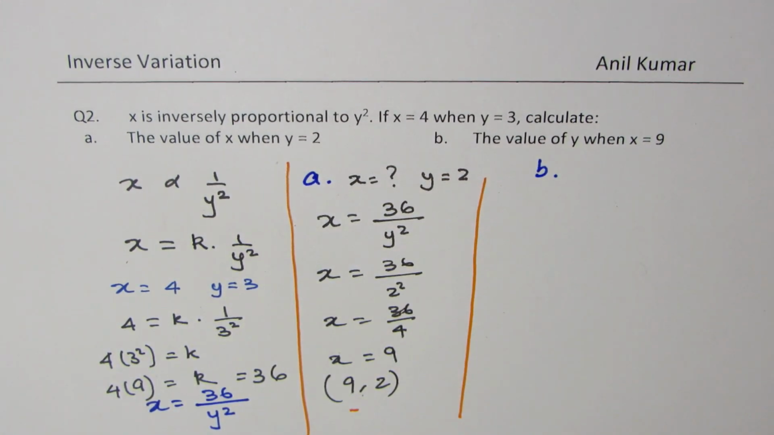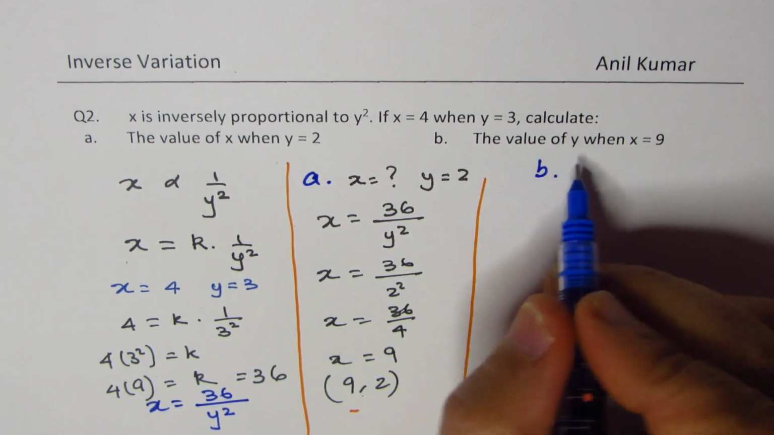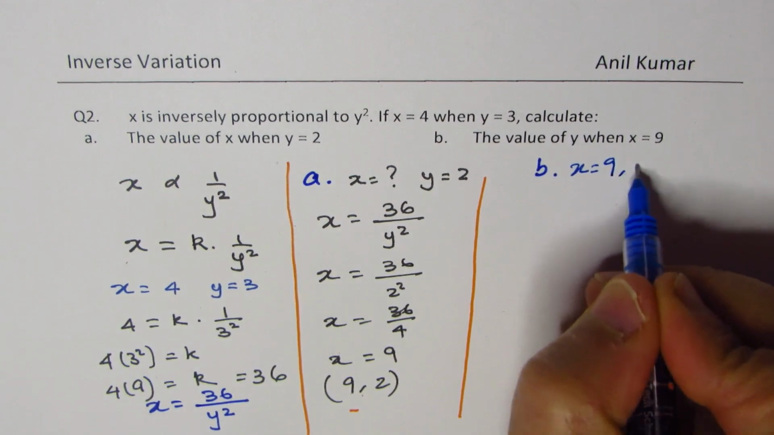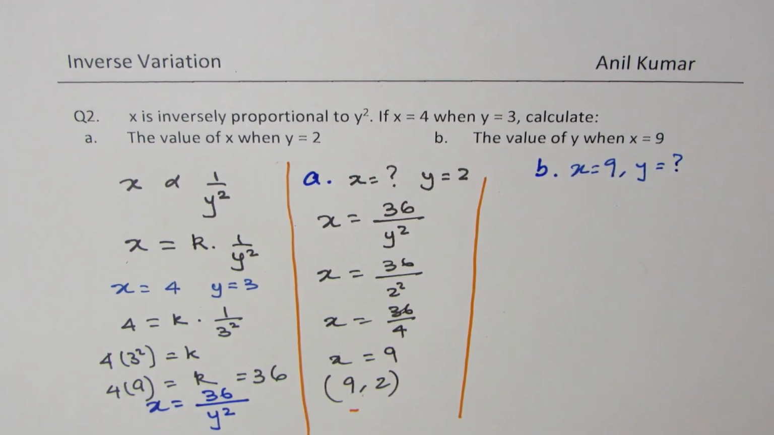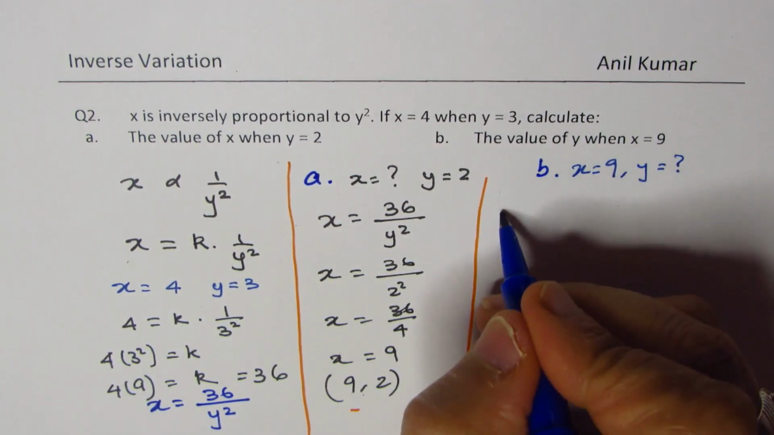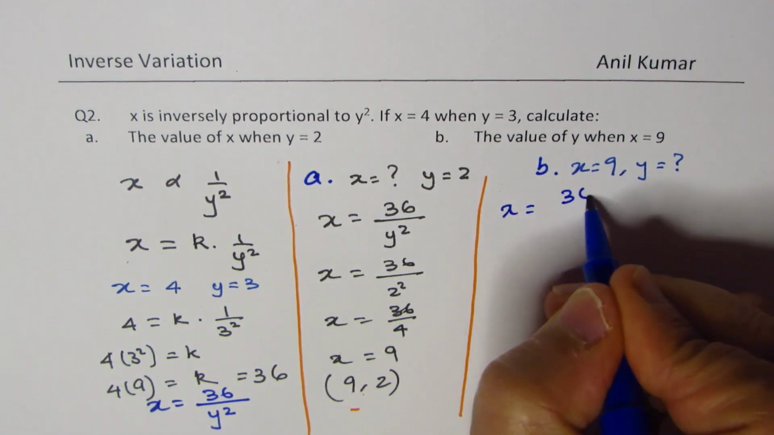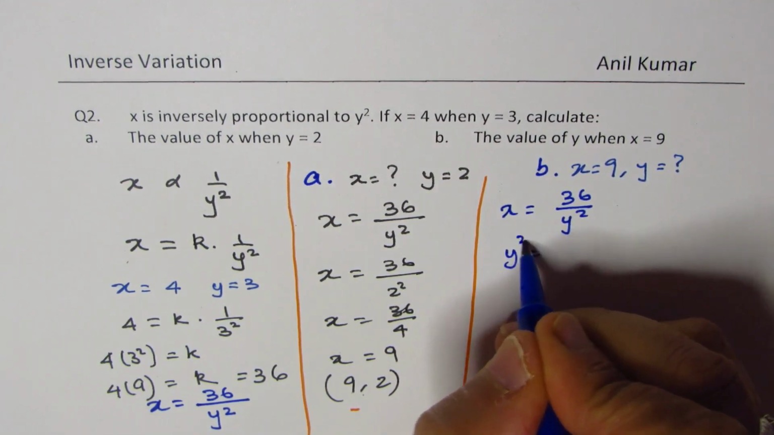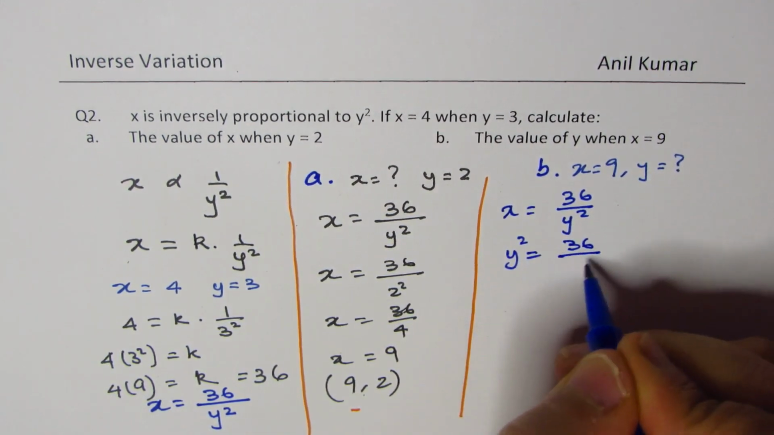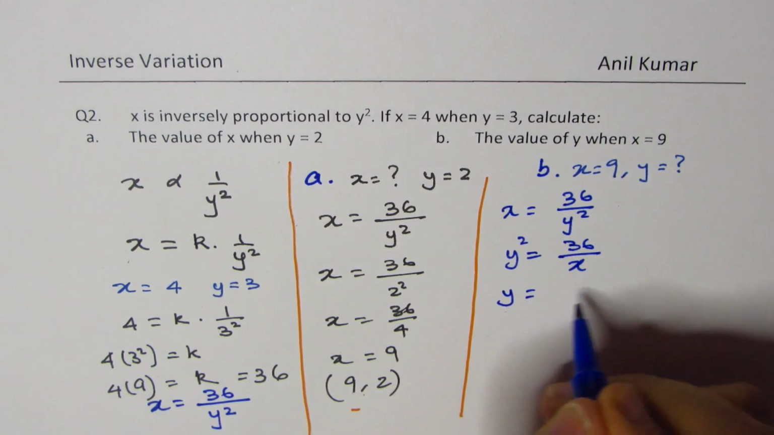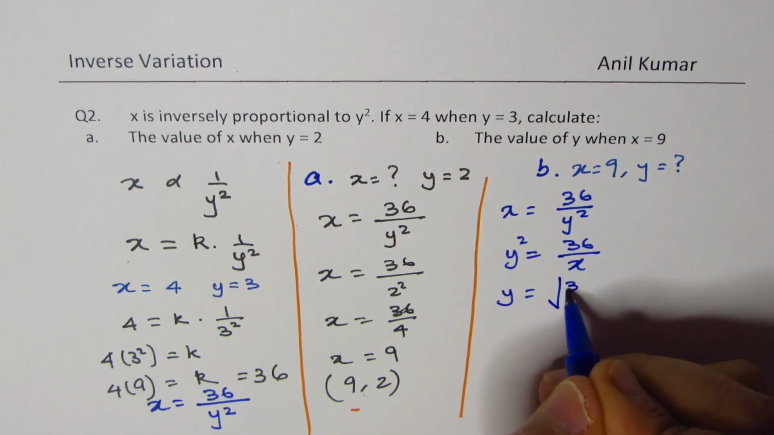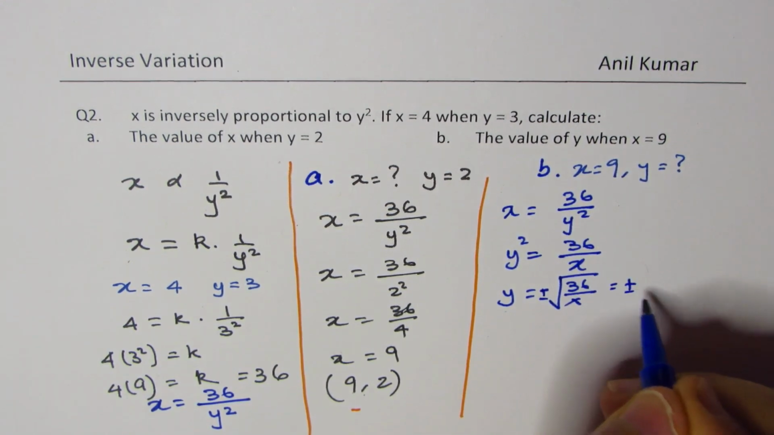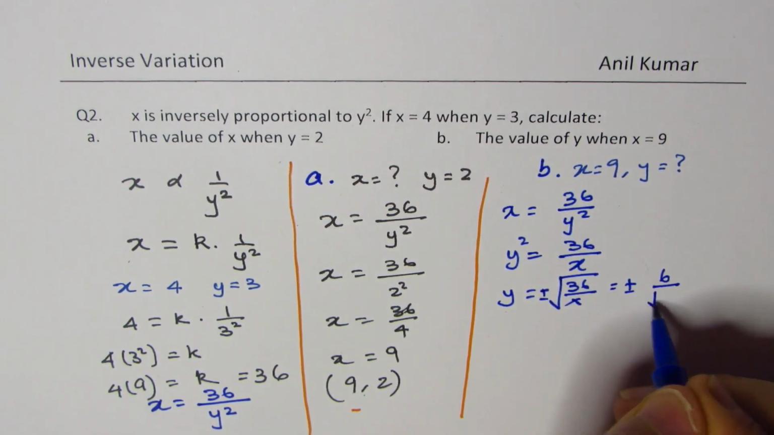That's simple, correct? Part B: find the value of y when x is 9. So we're given x equals 9, we need to find what y is. The equation is x is equal to 36 over y square. Let's rearrange. So y square is equal to 36 over x. So what is y equal to? y will be the square root of 36 over x, but whenever you do square root, you do plus minus. So you get plus minus 6 over square root of x.